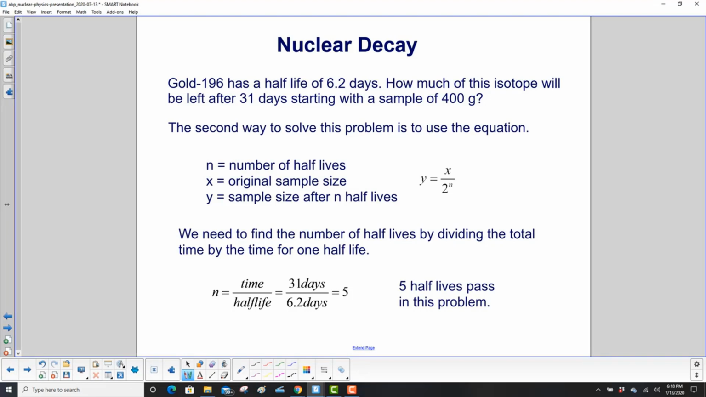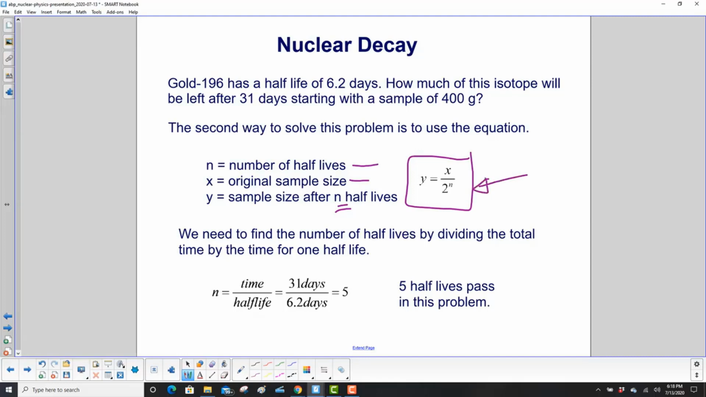And here's the algebraic way, where y is equal to x over 2 to the n. N is the number of half-lives, x is your original sample size, and y is your sample size after n half-lives. Now where this really helps, where the table doesn't do such a good job, what if you don't have 5 half-lives? What if you have 5.3 or 6.8? Then the table method won't work, but this will work.